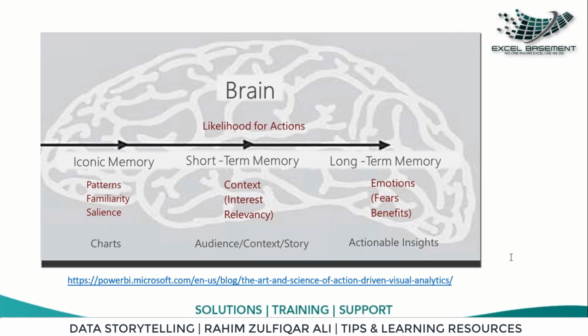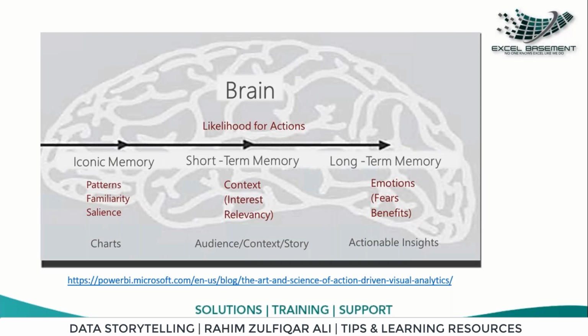In our brain, we have three kinds of memories: iconic memory, short-term memory, and long-term memory. In our iconic memory, we have patterns and familiarity, so the best-fit example is that we utilize charts in this kind of situation. In the short-term memory, we store context, which relates to a short story we hear from our teachers. And in the long-term memory, the incidents teach us some lessons, some fears and benefits for the long term, or you can say emotions, as the actionable insights.